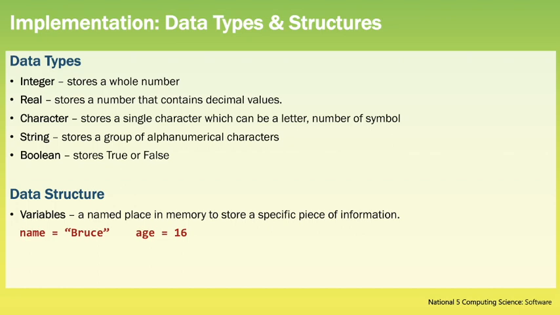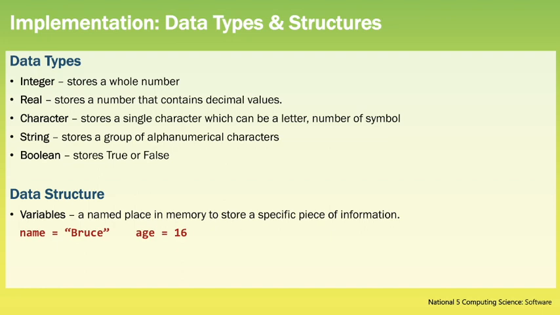When we're storing data in our programs, we can store different kinds of data. We have integers, which are whole numbers: -43, 72, 134. We can then have real numbers, which store values that have decimal places: 3.1459, -0.012. Real numbers can also store integers.